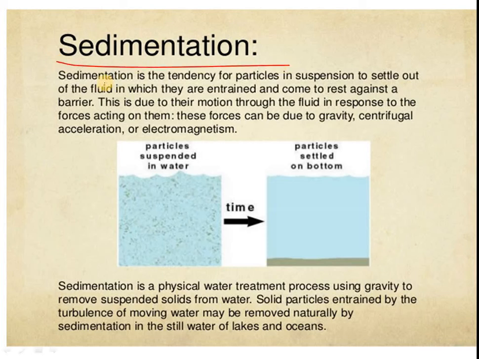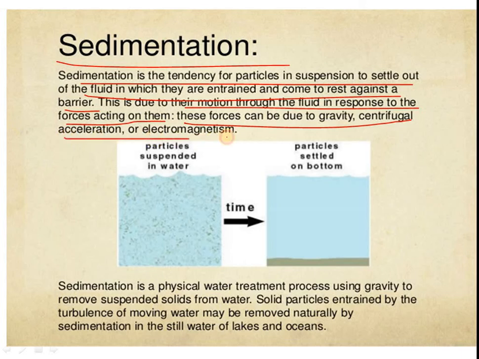And the next one is sedimentation. Sedimentation is the tendency for particles in suspension to settle out of the fluid in which they are entrained and come to rest against a barrier. This is due to their motion through the fluid in response to the forces acting on them. These forces can be due to gravity, centrifugal acceleration, or electromagnetism. We can see the example: particles suspended in water settle down to the bottom. This is the process done in sedimentation. Later, in upcoming classes, we will have a detailed description of the treatment plant process.